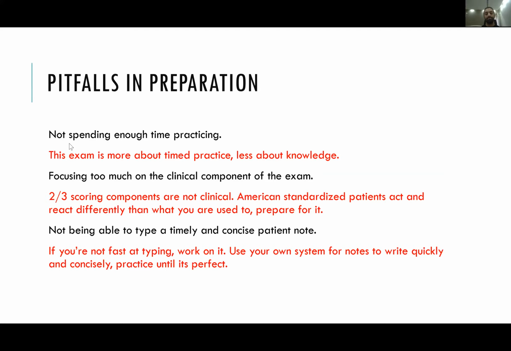Pitfalls of preparation, again, not spending enough time practicing. It's 2 to 4 weeks, not a lot, but if you don't practice, trust me, it will hurt you in the exam. And especially with timing, you have to time yourself to do everything in 15 minutes. This takes some practice. Focusing too much on the clinical component of the exam is a pitfall.